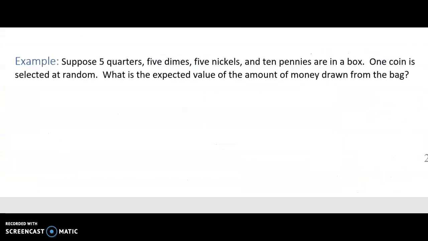The last example has to do with money. Suppose you have 5 quarters, 5 dimes, 5 nickels, and 10 pennies in a box. One coin is selected at random. What's the expected value of the amount of money drawn from the bag or the box?